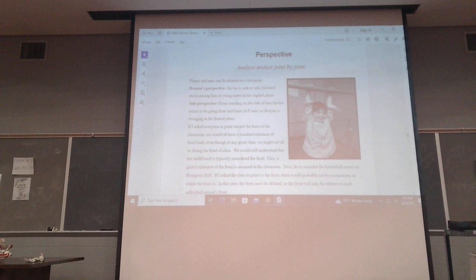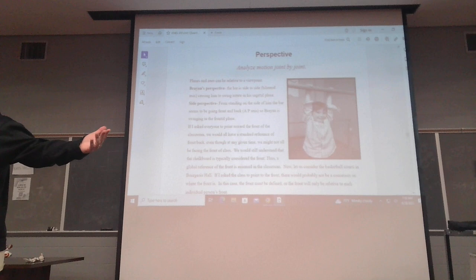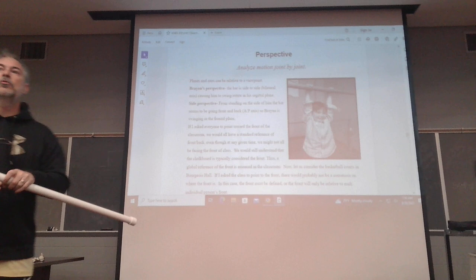Did you see sagittal, frontal, or transverse? You guys see frontal. You guys see sagittal. Both of you are correct. What do you guys see? Frontal.